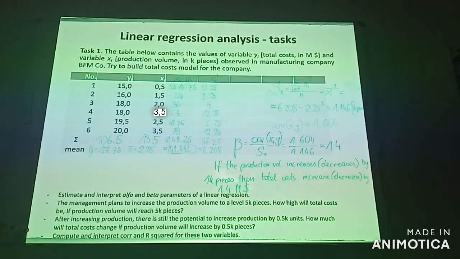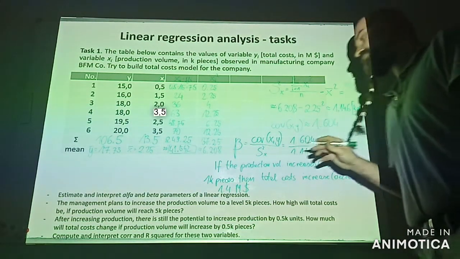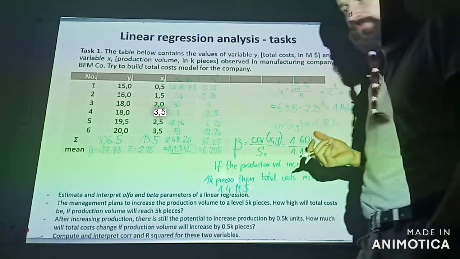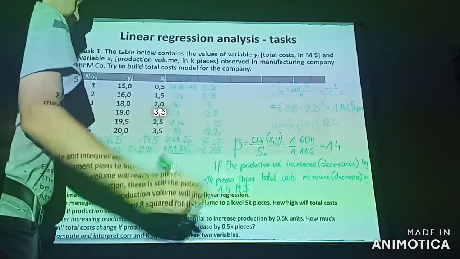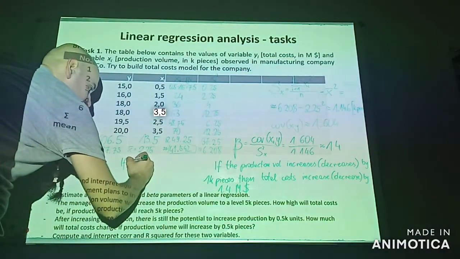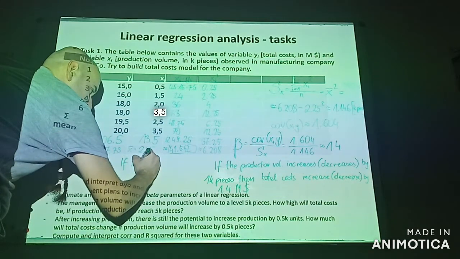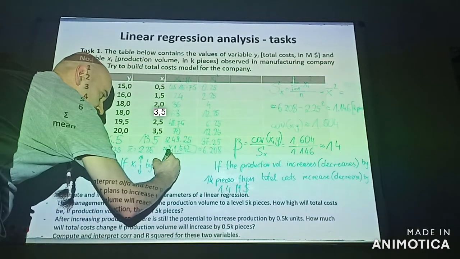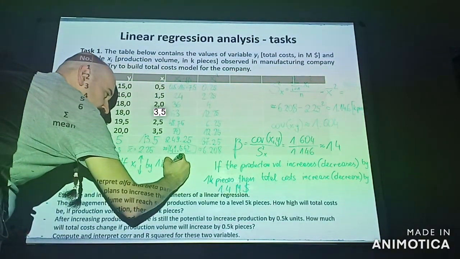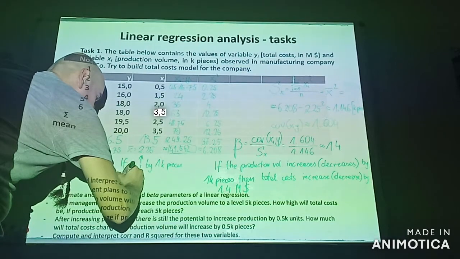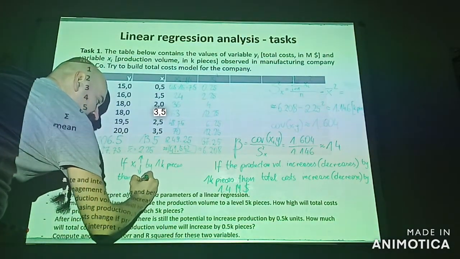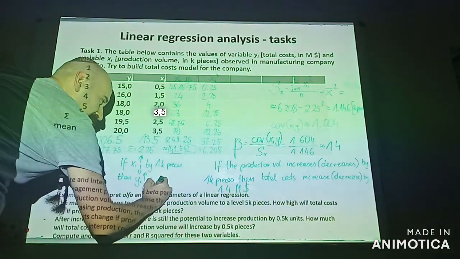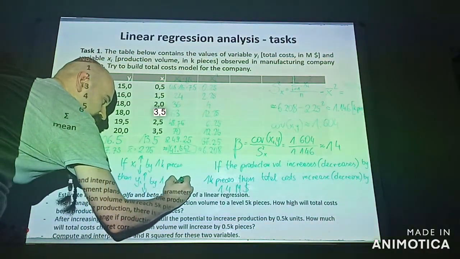$1.4 million. We can write the same thing using appropriate symbols. If xi increases or decreases by 1000 pieces, then total costs increase or decrease by $1.4 million.